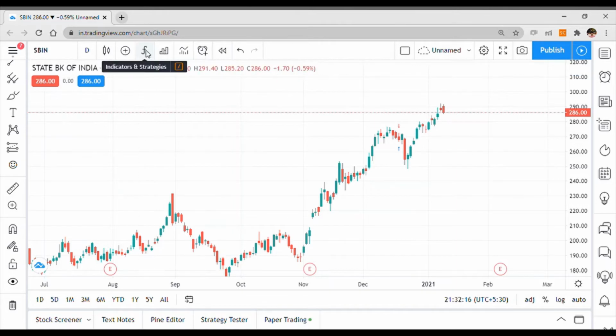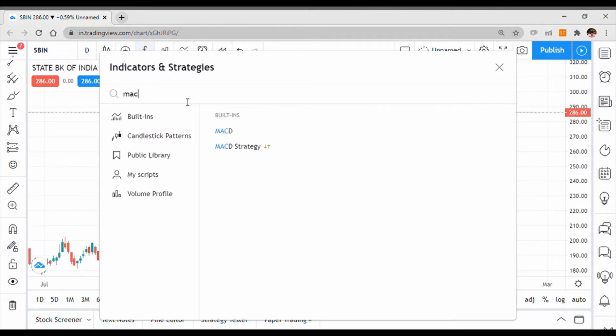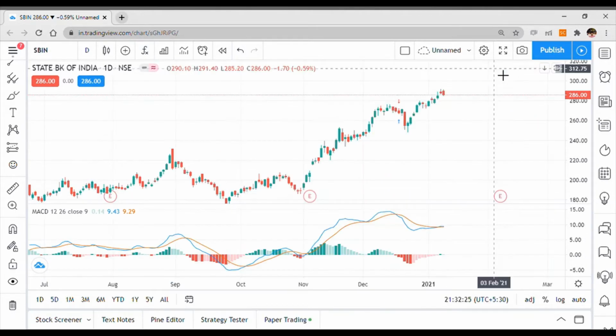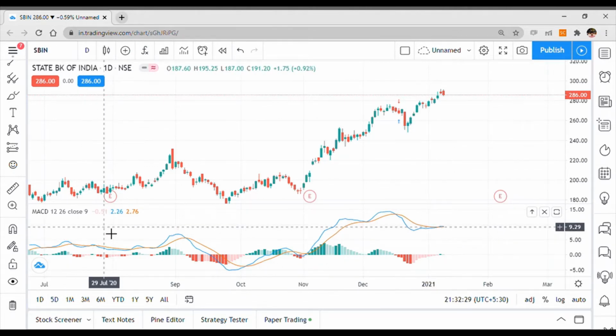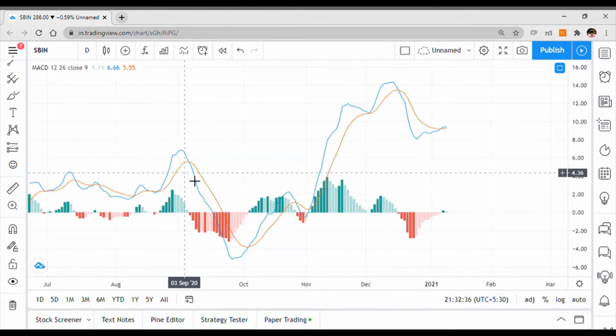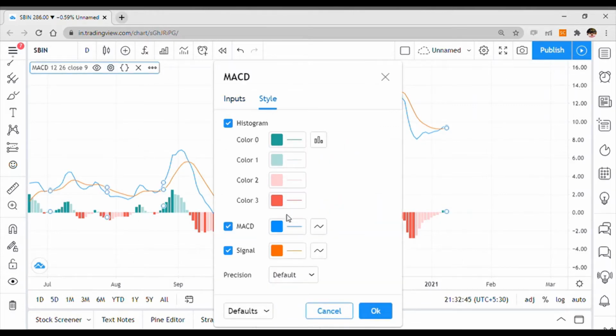So go to indicators and type MACD here, and this is MACD. Blue line, here you can see blue line and orange line. Blue line is MACD line and the orange line is signal line.